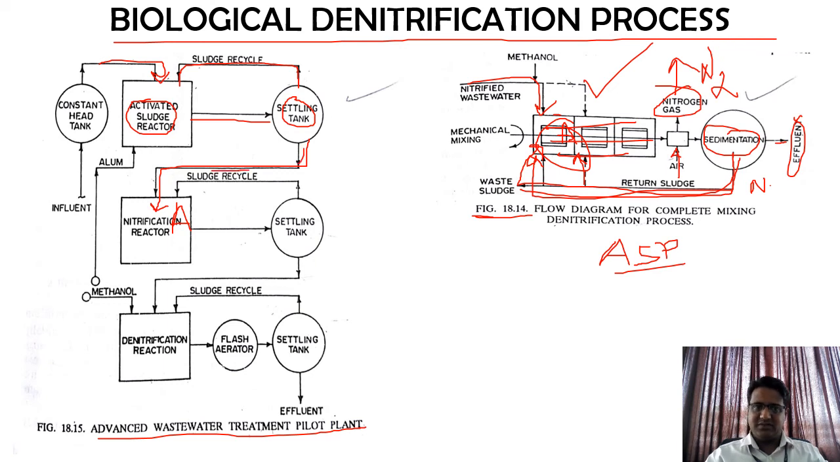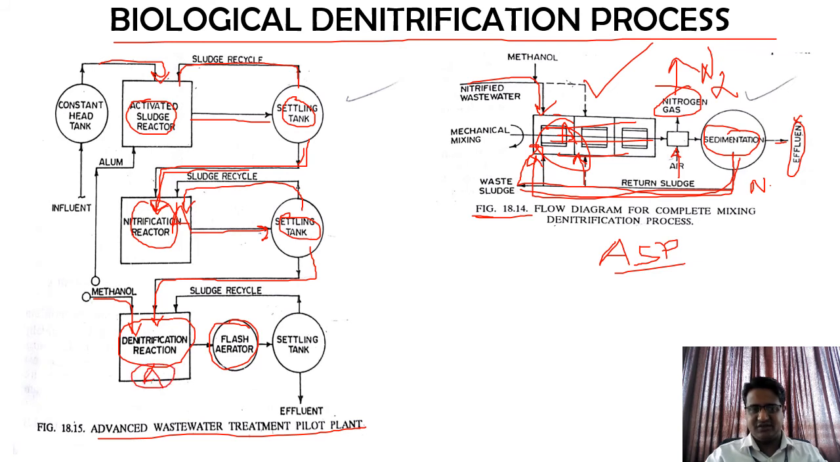Now similarly, the inflow over here in the nitrification reactor, the supernatant liquid again will go to the settling tank, the sludge will recycle back to the aeration tank, and the supernatant of this will come to the denitrification. In this denitrification, you are going to add methanol, where it will act as a source of carbon for the microbes, and because of that what will happen? Again a flash aerator.